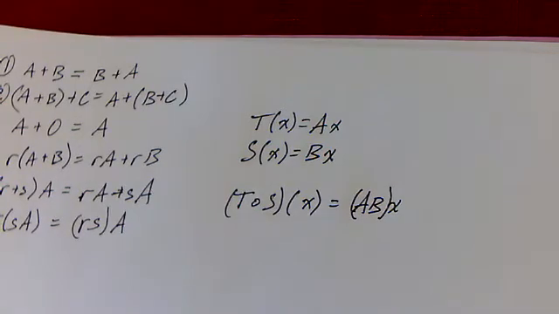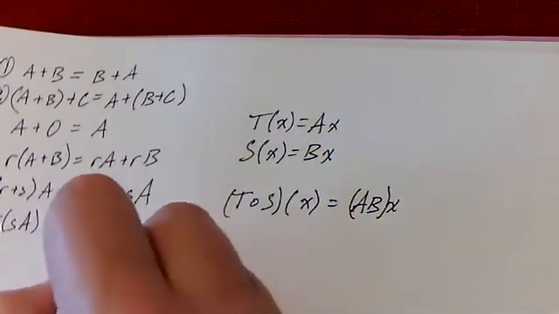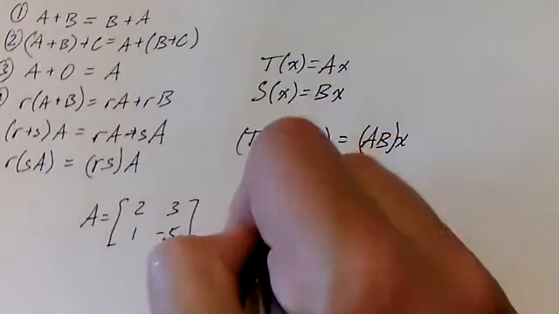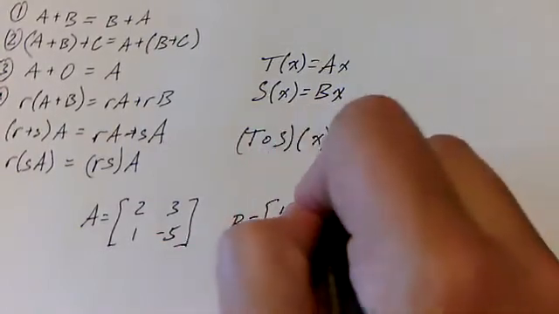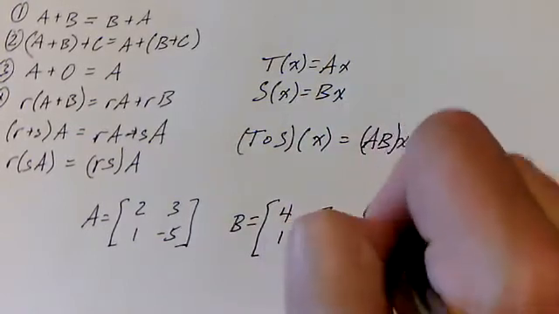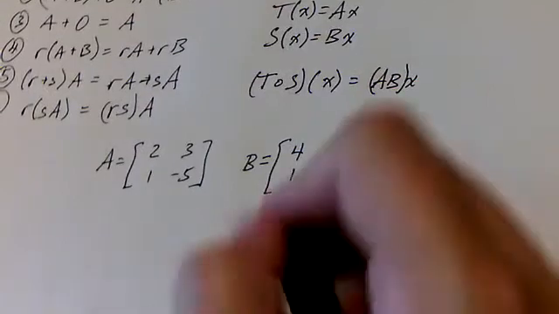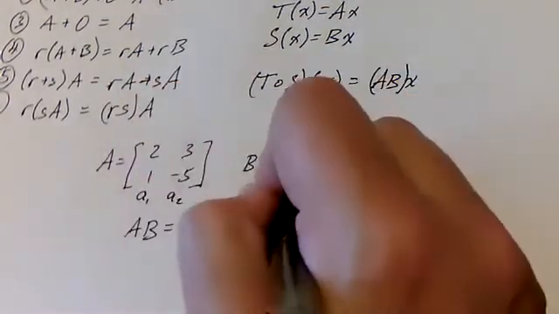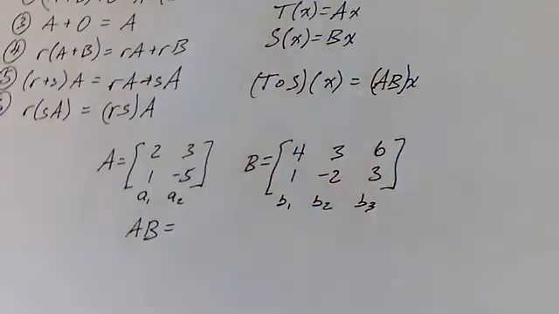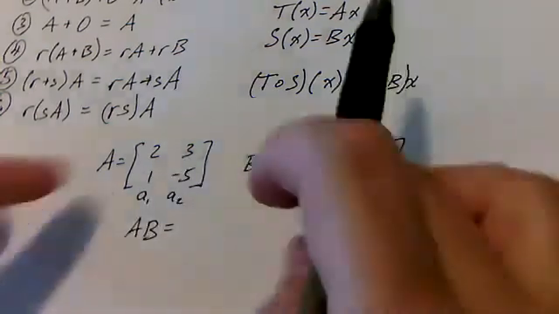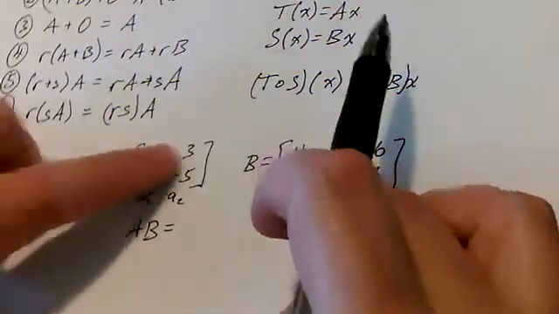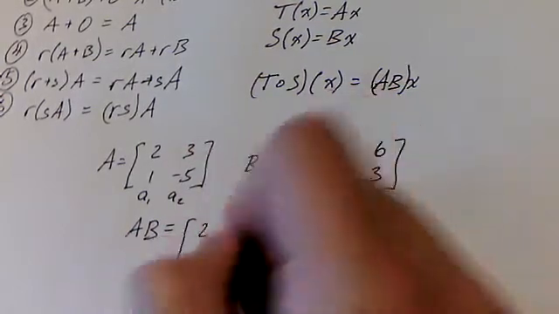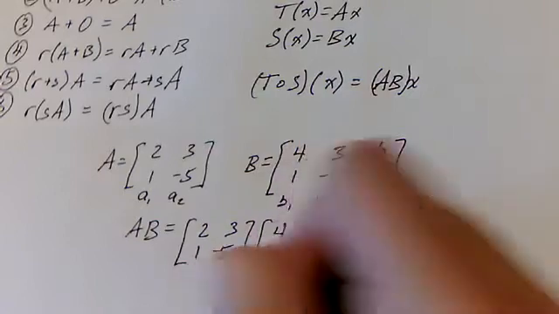So we also want to notice something when I'm multiplying matrices. Say A is equal to the following matrix: 2, 3, 1, negative 5, and B has 4, 1 in the first column, 3, negative 2 in the second column, and 6, 3 in the third column. If I'm looking for AB, I'm going to label my columns in both cases: A1, A2, and A3, and B1, B2, and B3. Ultimately what I'm doing is multiplying the matrix A, 2, 3, 1, negative 5, times the column vector 4, 1.